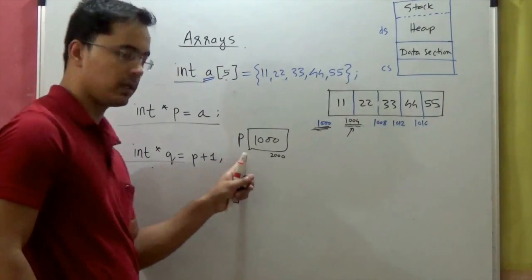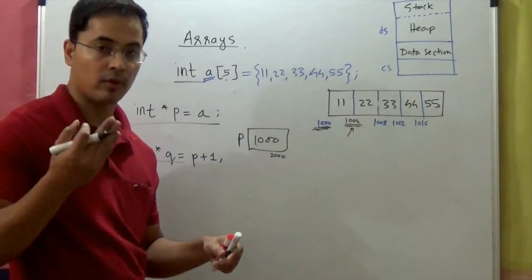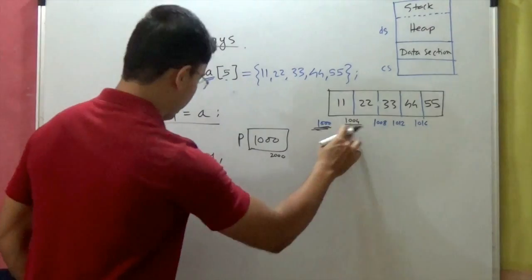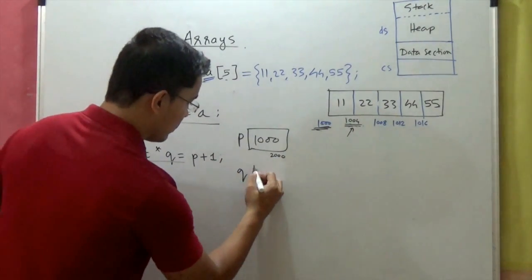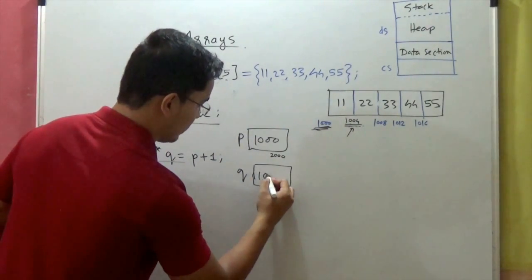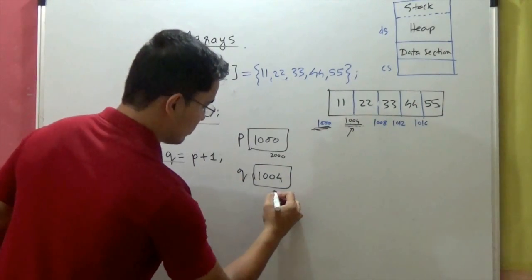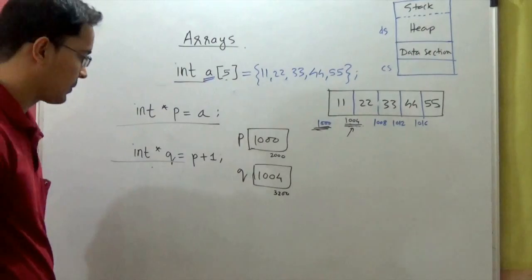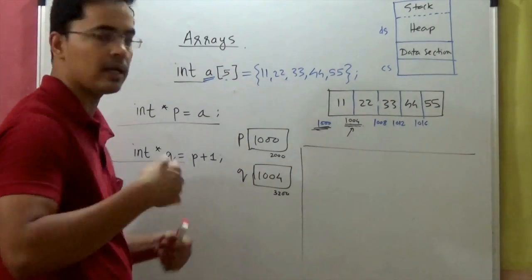Now, p plus 1 will increment by 4. It will try to point to the next possible address. So p plus 1 is 1004, and q will store the address 1004. It will have its own address, let's say 3200. It's a variable, right? So first, you can increment a pointer.